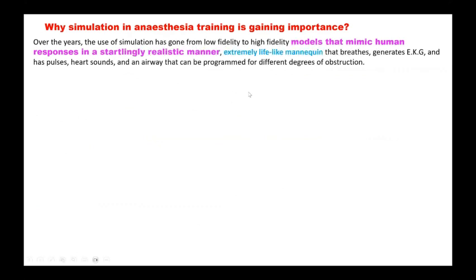So why is simulation in anesthesia training gaining importance? Over the years, the use of simulation has gone from low fidelity to high fidelity models. They were able to improve on the mannequins and models that they were using to demonstrate how to practice various skills, from what is called the low fidelity to high fidelity groups. And they have made it look like a real patient with pulse, heart sounds, airway that can be programmed, and all these improvements in the mannequins and the models that we use.